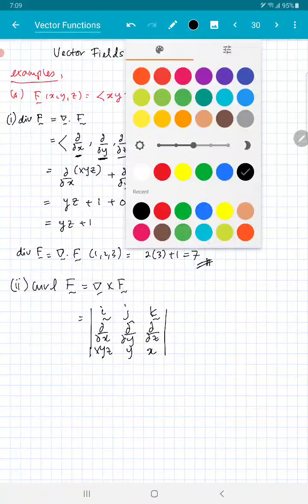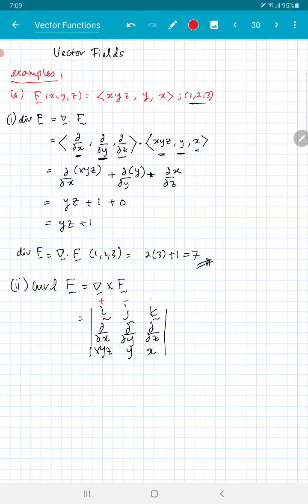Remember the signs alternate: plus, minus, plus. For the x component, I'm going to use a pointy bracket here so that we use less space. For the x component, you cross out the first row, first column, so you end up with a 2 times 2 matrix. The determinant of that 2 times 2 matrix would be partial y of x minus partial z of y. So that would be the x component.